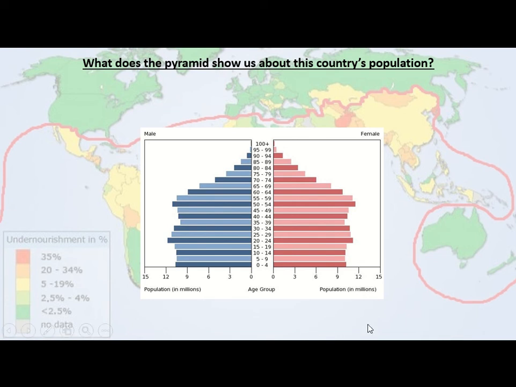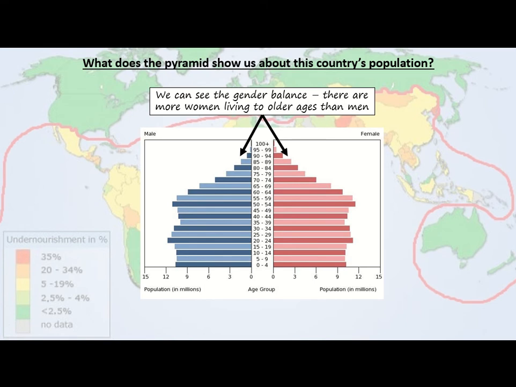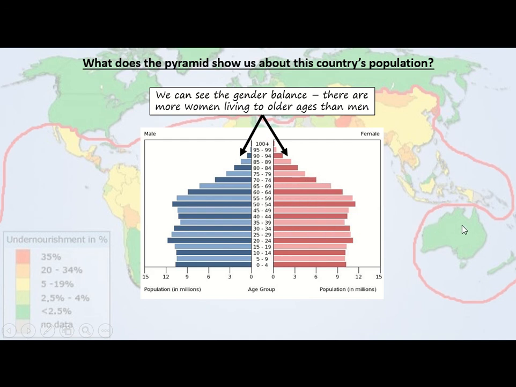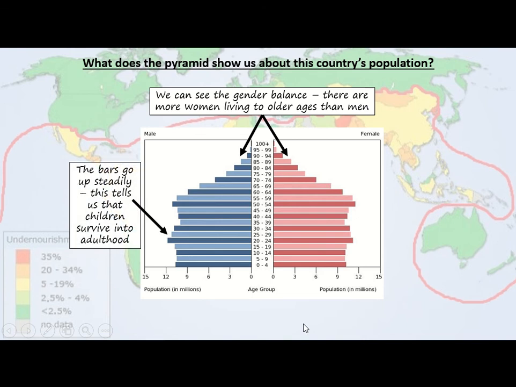So, what does this population pyramid show us? Well, a few things, okay? And again, you need to know what you're looking at to be able to spot it. Firstly, it shows us a few things about gender imbalance. Older people tend to be more female orientated. It's wider at the top on the right-hand side than on the left-hand side. There's a bit of a gender imbalance. The bars go up very steadily. You can see it's very straight-sided on both sides.